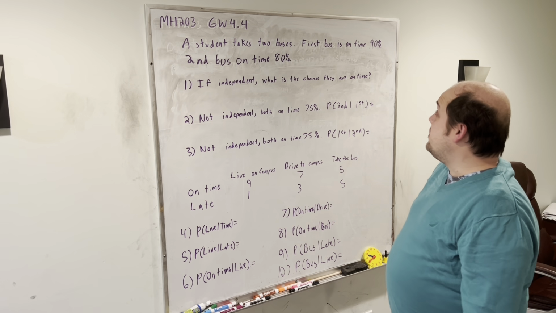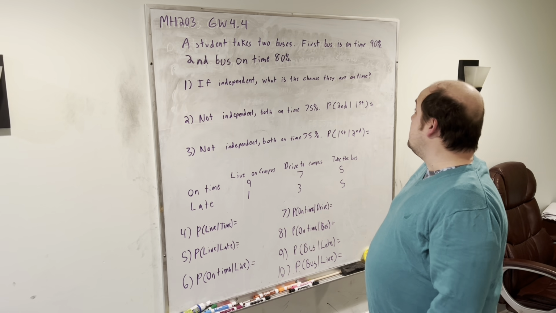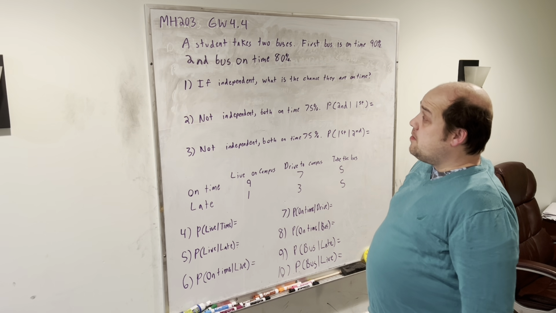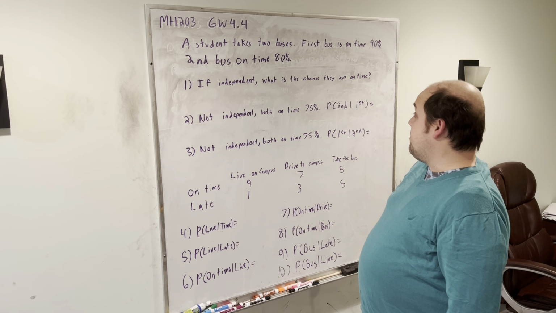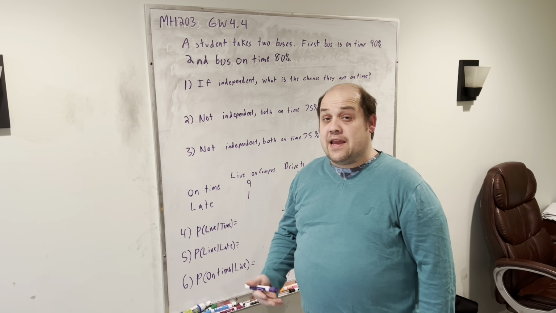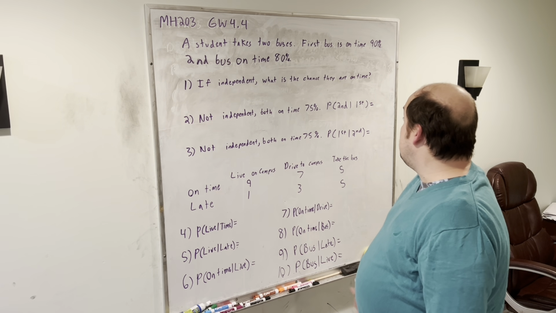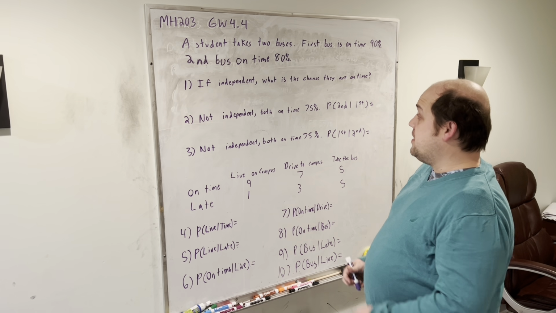Within the group work, we start out with this situation where a student's going to take 2 buses to get to campus. The first bus is on time 90% of the time. The second bus is on time 80% of the time. The first question that's asked about this situation is, if they are independent events, what's the chance that the student is on time because both buses are on time?